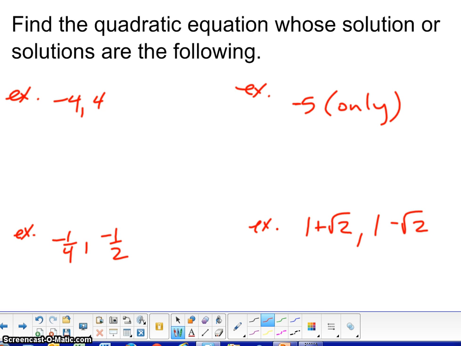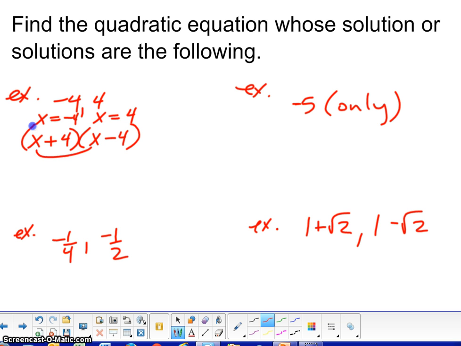Okay, so for the last thing we're going to talk about is how do you set up a quadratic equation whose solutions are the following. We've talked about this a little bit before, so you may feel like you've seen this already in the last chapter. Basically, you take the solutions and set them equal to x. I should probably do that first, and then have them as factors by setting them equal to 0.